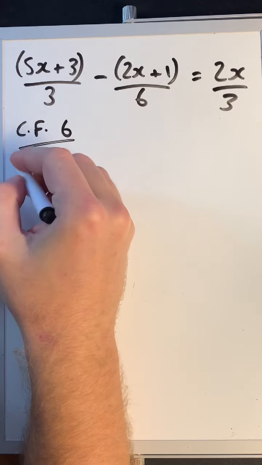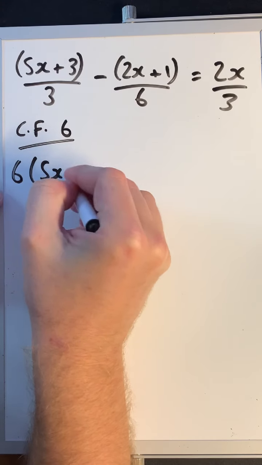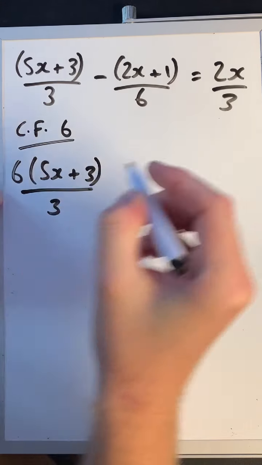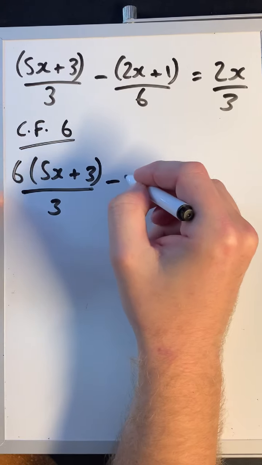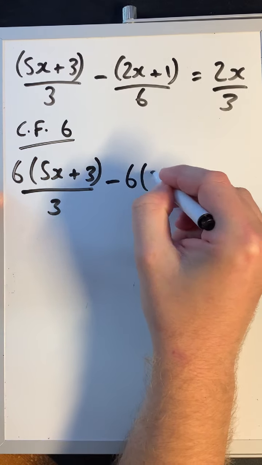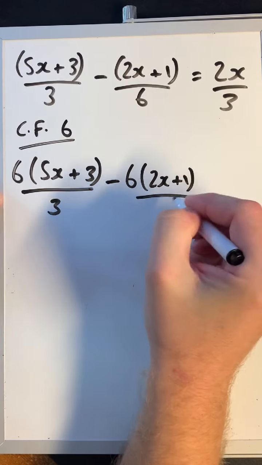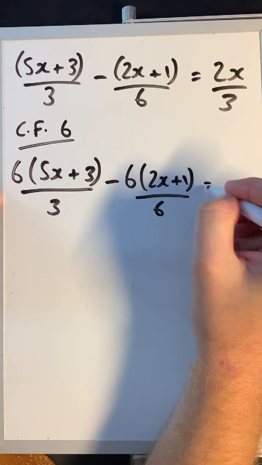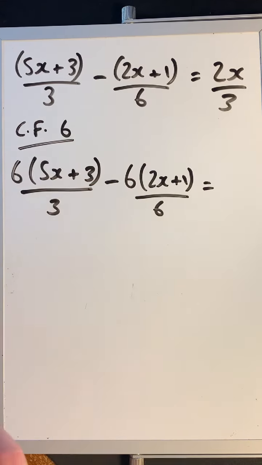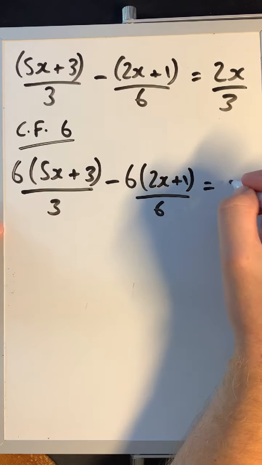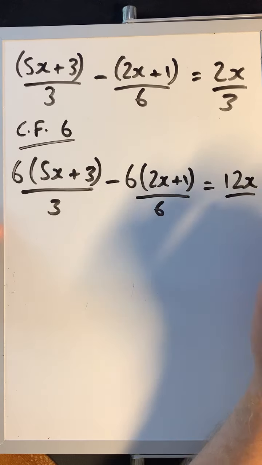So let's do it then. We've got 6 multiplied by this fraction, minus, so be careful of that, minus 6 multiplied by this fraction, and on the right hand side then we're multiplying this 2x by 6 on the top, so we've got 12x over 3.